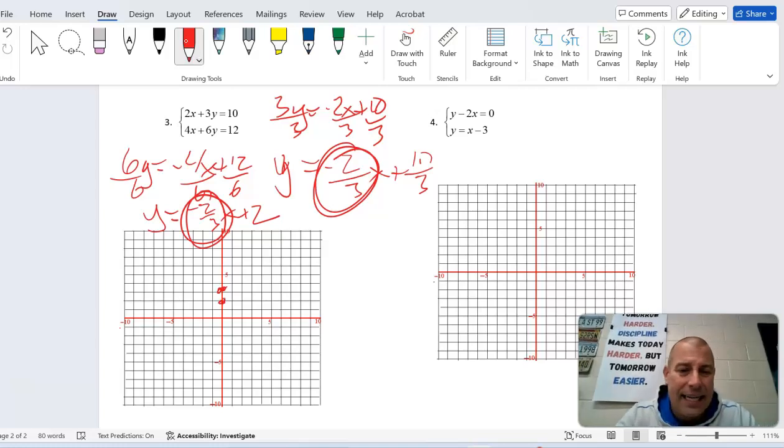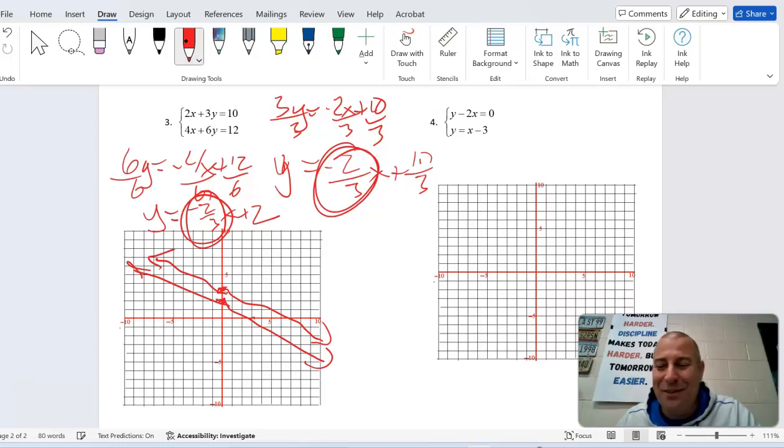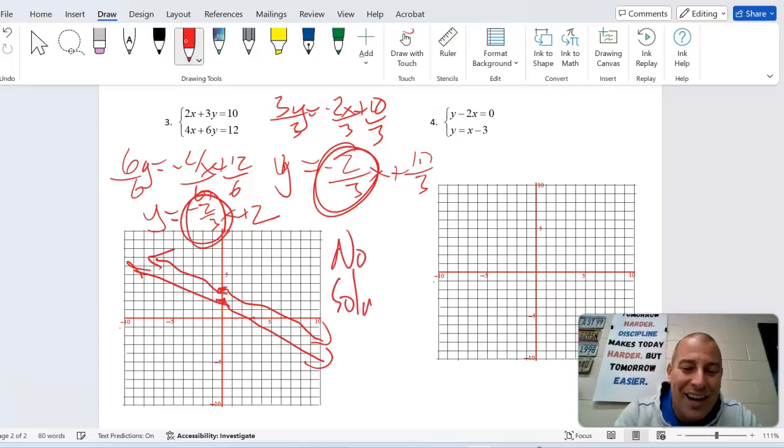Now, again, we can kind of just graph it here a little bit. Down two, to the right three, so we know we're going to be parallel lines. Let's not get too much into it here. Parallel lines, no solution. All right.